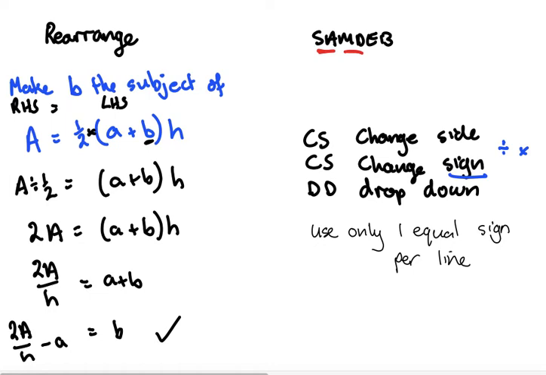If you're not sure about this A divided by a half, try it like this. What's 4 divided by a half? How many times will a half go into 4? It equals 8. Try it on your calculator. 4 divided by 0.5 equals 8, which means that A divided by a half is 2A. Double.